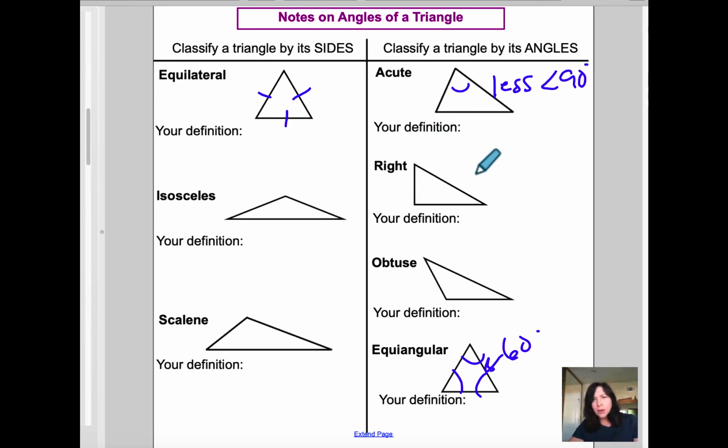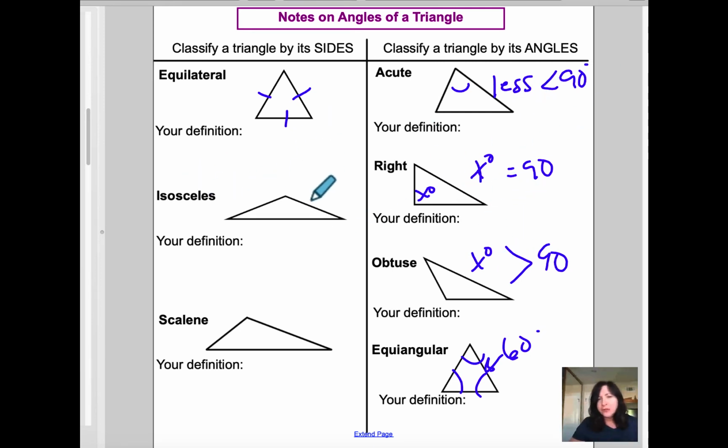A right triangle has one angle, we'll just call it x, equal to 90. An obtuse triangle has one angle greater than 90, and definitely not equal to 90, right? Because if it was equal to 90, then it would be a right triangle. If it was less than 90, it would be an acute triangle.